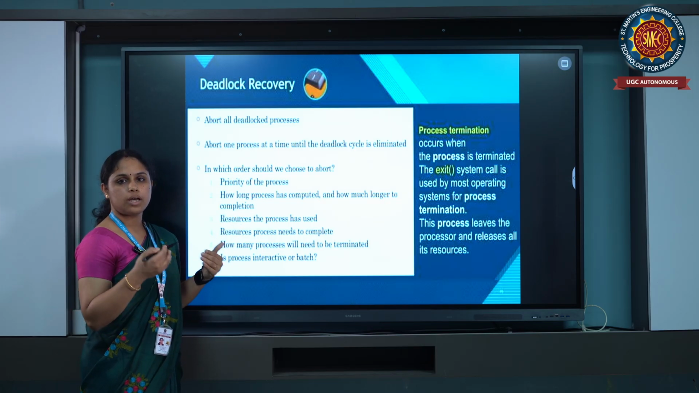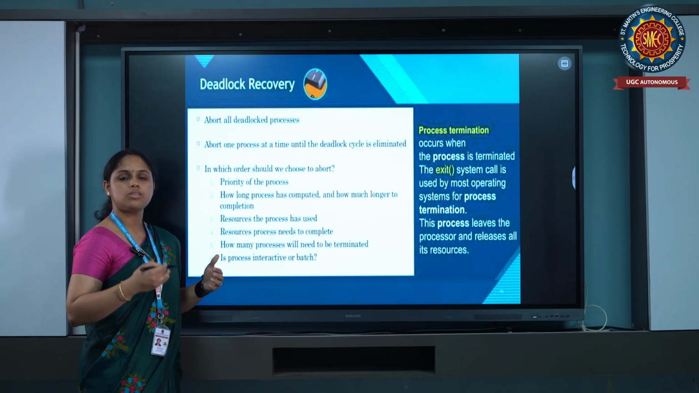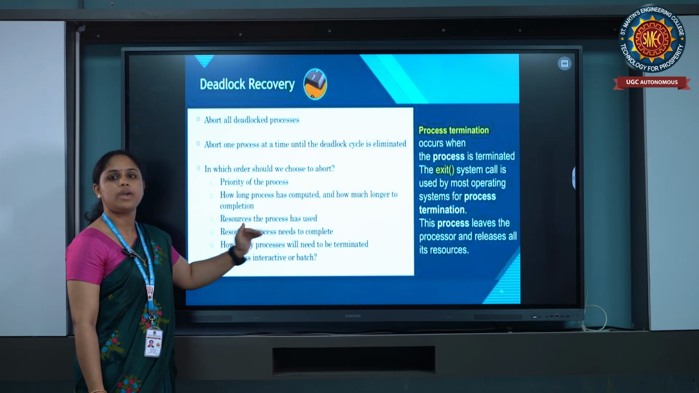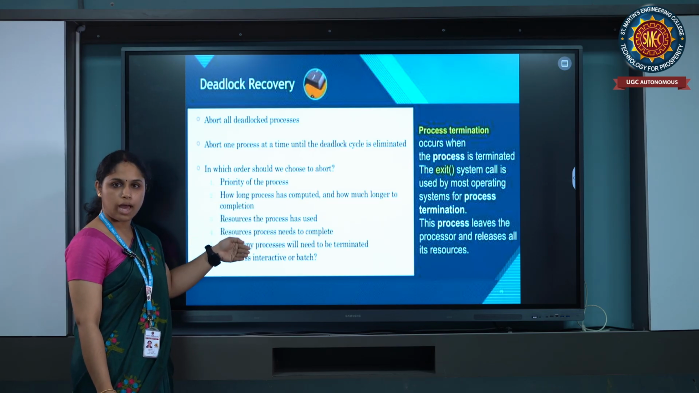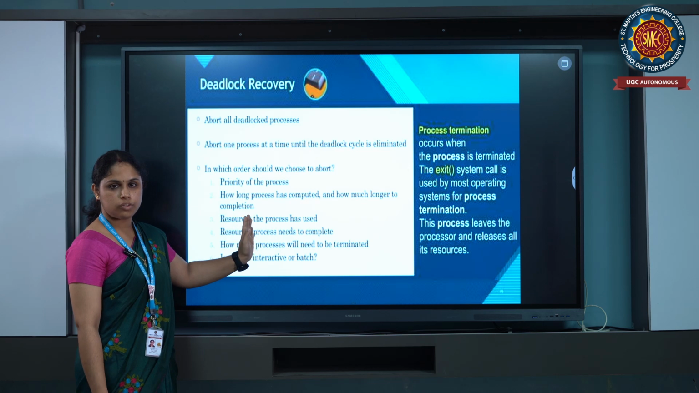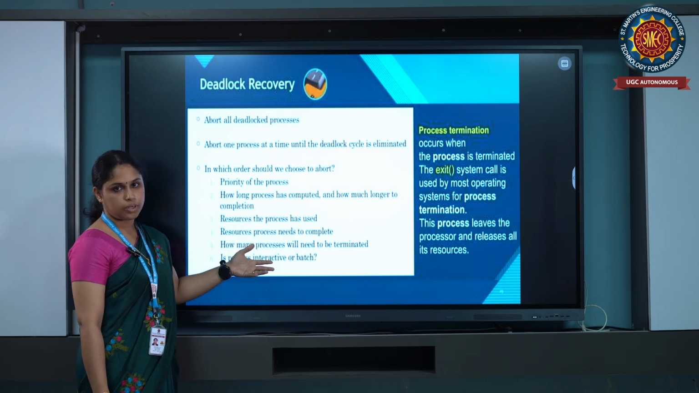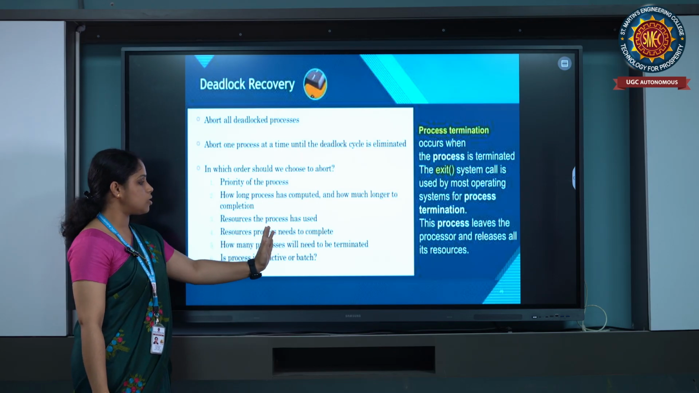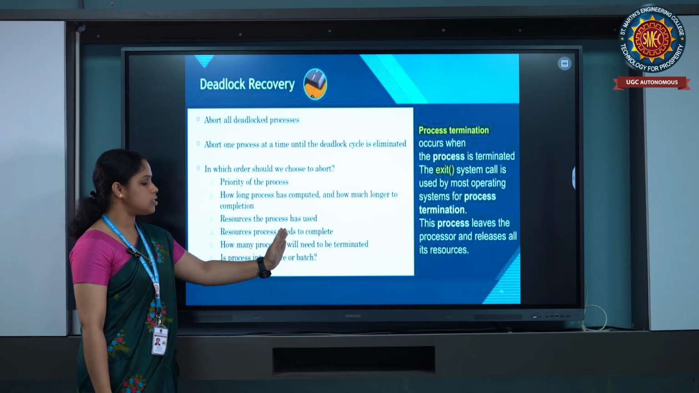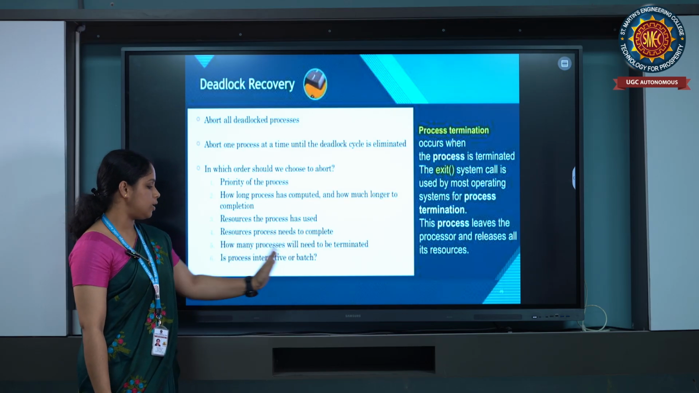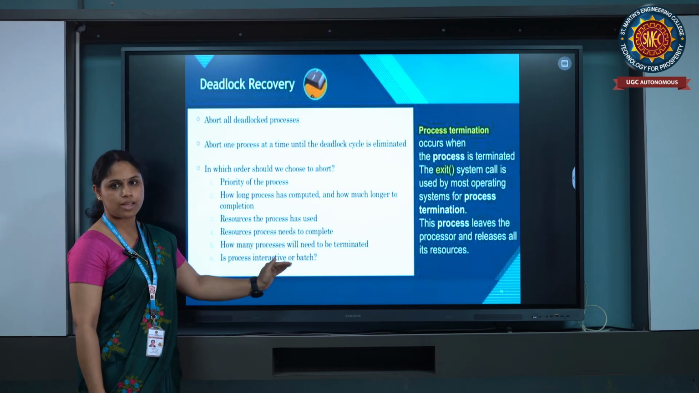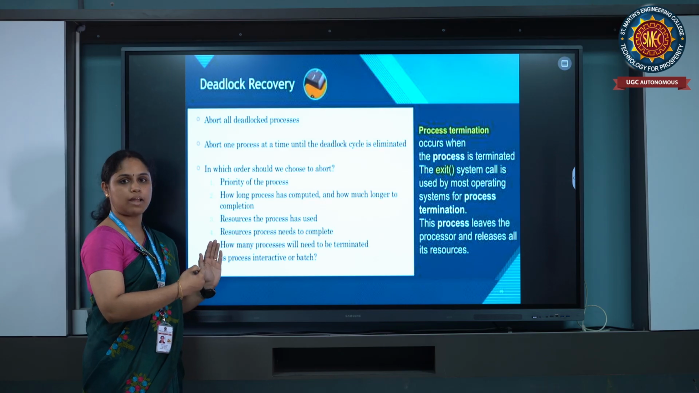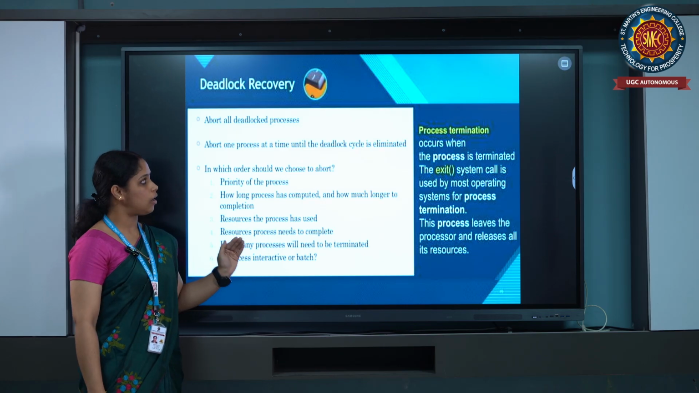One method for deadlock recovery is aborting one process. How we choose a process to be aborted depends on some points: what is the priority of the process, and how long the process has computed. If it is at the end of its execution, we cannot abort it. Also the resources the process has used, the resources the process needs to complete, how many processes will need to be terminated, and whether the process is interactive or batch. We have to check these and decide whether it can be aborted or not. That is a method of deadlock recovery.